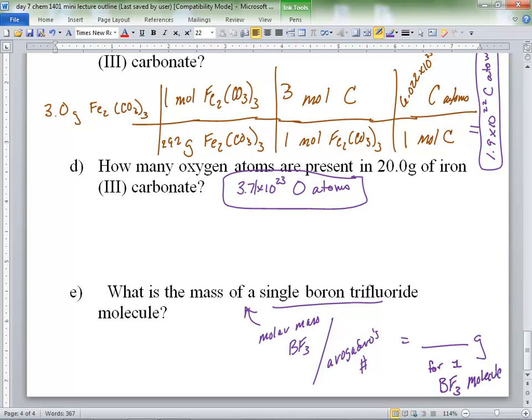So what was BF3's? Did you get a final answer, Christian? 1.126 times 10 to the negative 22. Anybody else get that? Okay, Jonathan got it. 1.126 times 10 to the negative 22. A really small number. It should be. It's one molecule. So I had to take boron, which is like 10.811, add it to 3 fluorines, 3 times 18.99. See what you get, divide it by Avogadro, you'll have your answer.